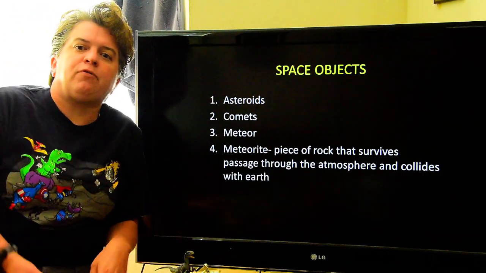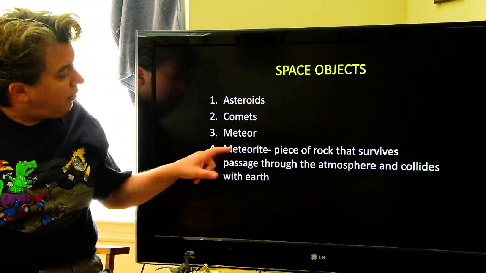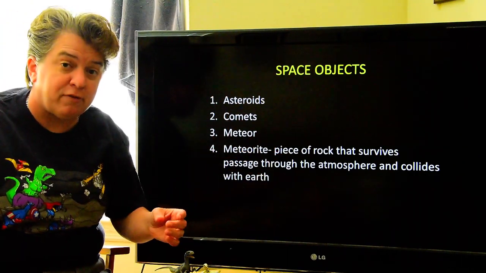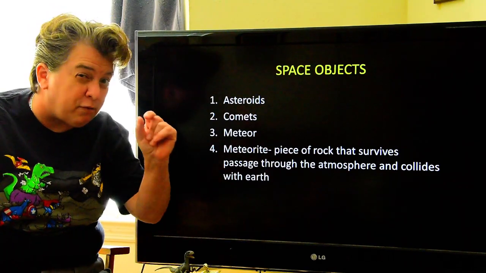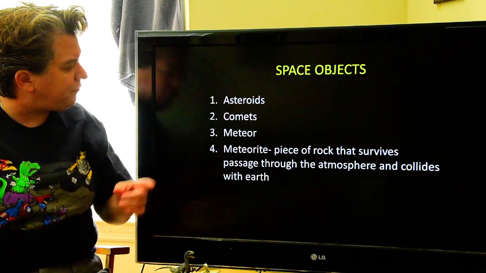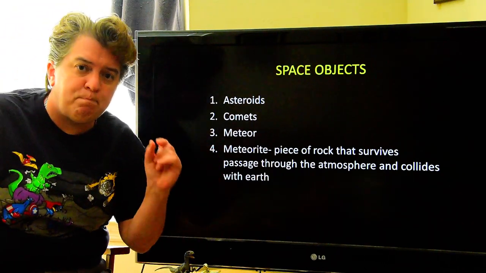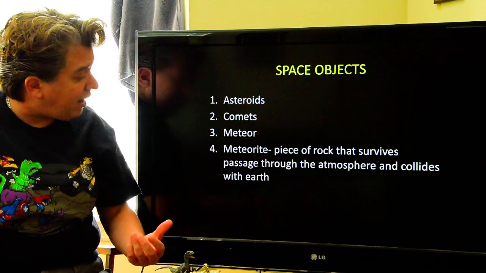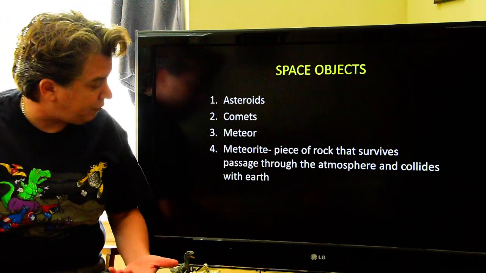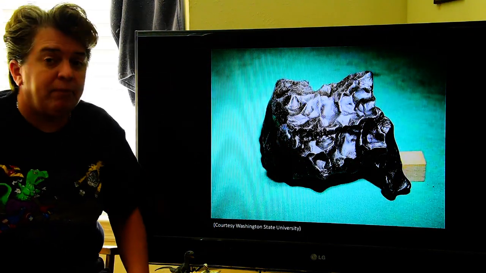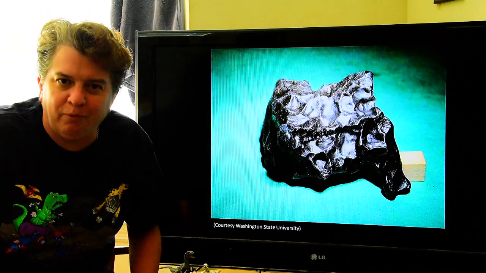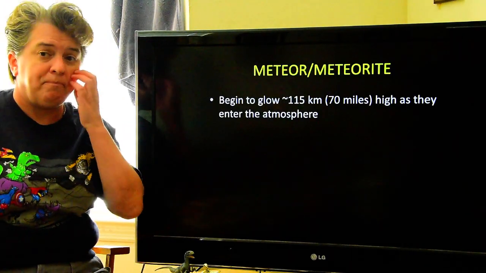Well, what's the difference between a meteor and a meteorite? Well, a meteorite actually survives travel through the atmosphere. See, most meteors are so small, they completely vaporize, they completely burn up in the atmosphere. But a meteorite is big enough that it survives traveling through the atmosphere and it actually lands on Earth. And most people think meteorites look like this, but, well, some do, but definitely not all of them.